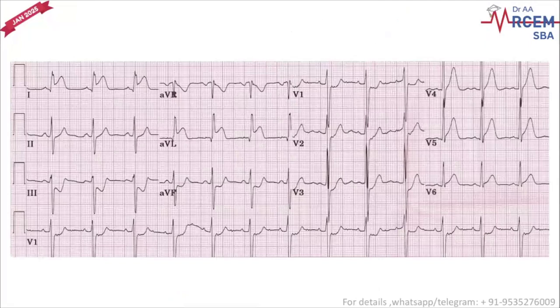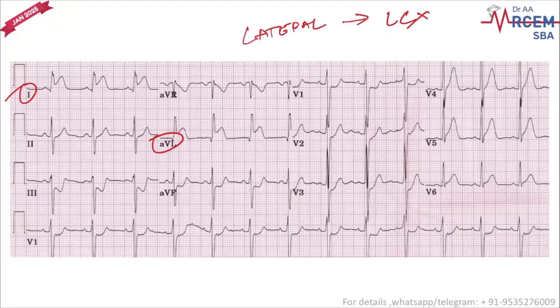Next ECG that we are having. We are seeing an ST segment elevation in 1 and AVL, suggestive of a lateral wall myocardial infarction. Most likely the culprit artery will be the left circumflex artery in this patient.